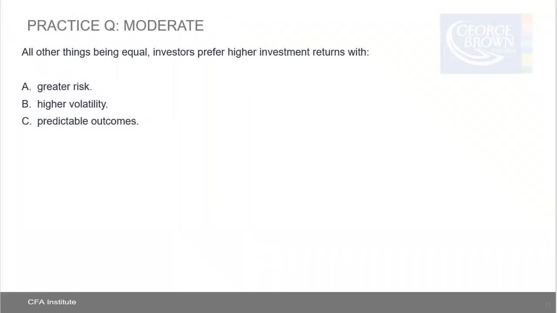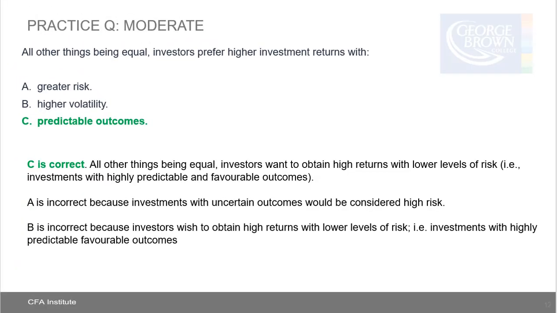So a quick practice question from the learning ecosystem to check our understanding. This one's classified at the moderate level. All things being equal, investors prefer higher investment returns with A, greater risk, B, higher volatility, or C, predictable outcomes. So the correct answer is C.